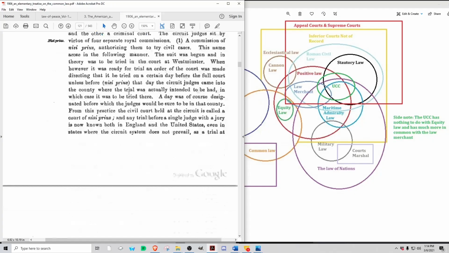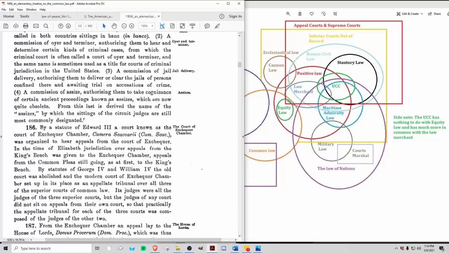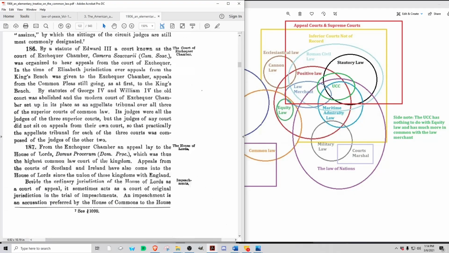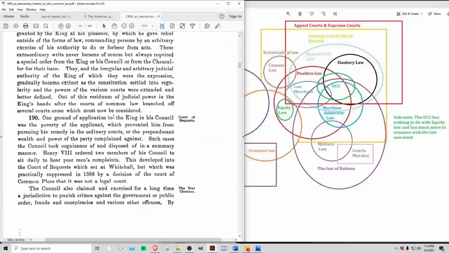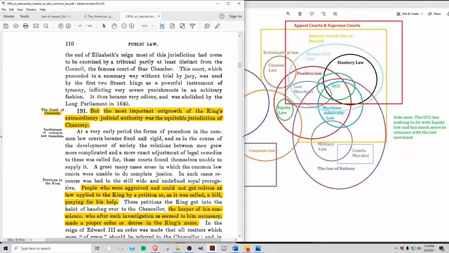So I'm going to skip down to basically the totality of what that eventually became. So it eventually became chancery. So this thing that they were doing with the crossing of the law merchant, with the debt and the harm, eventually became equity, which is why these three are connected.